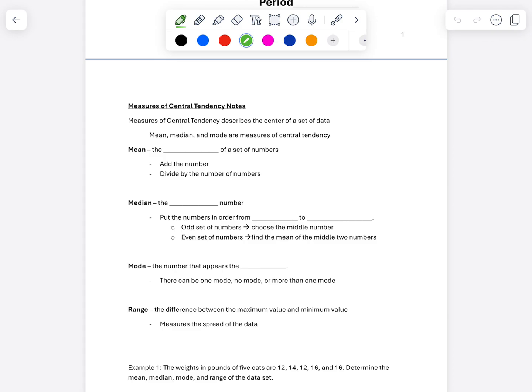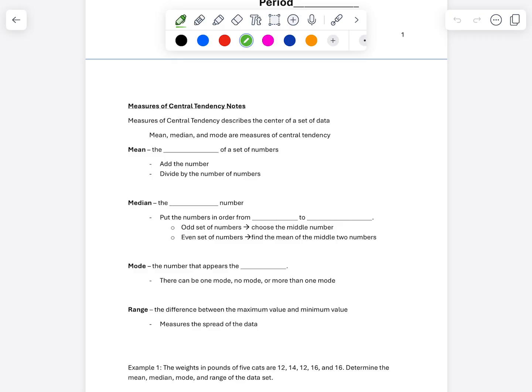These are the notes for measures of central tendency. So the measures of central tendency describe the center of a set of data. There are three terms for measures of central tendency, and that is the mean, the median, and the mode.